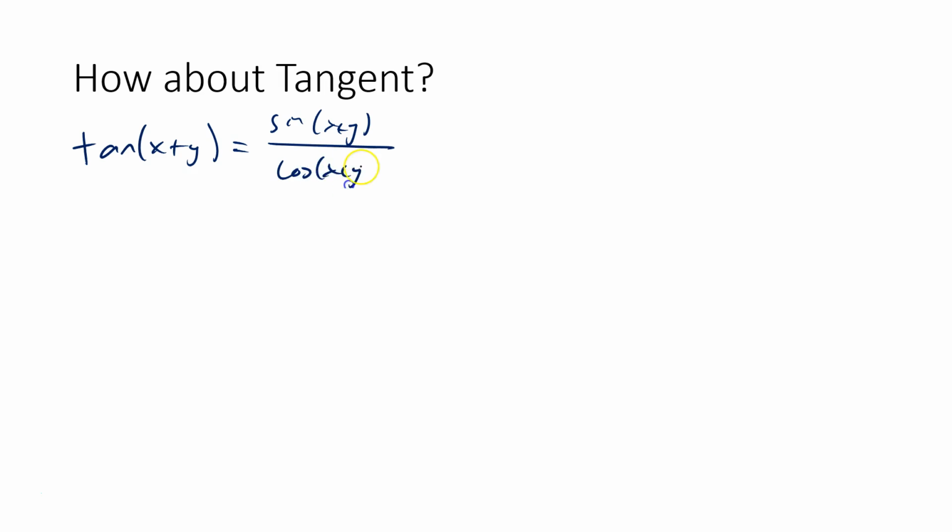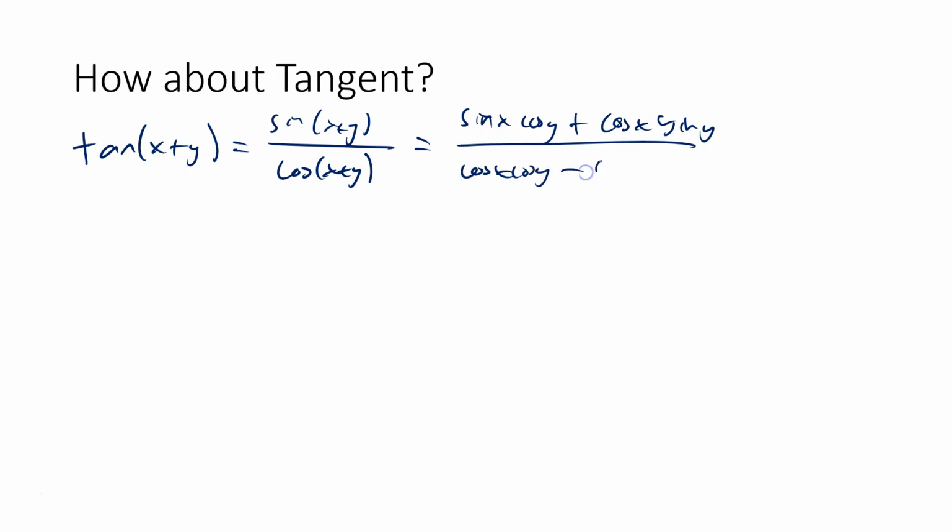Now we're going to take a look at tangent. If we think about the sum formula, remember that tangent is sine over cosine. So sine of x plus y over cosine of x plus y. If we use our formulas for that, sine of x plus y is sine x cosine y plus cosine x sine y, and cosine of x plus y is cosine x cosine y minus sine x sine y.